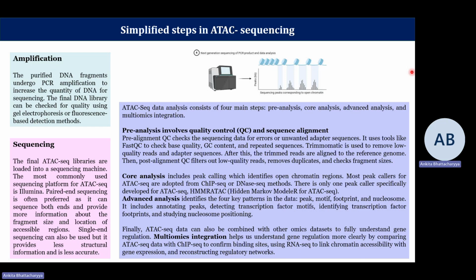Finally, ATAC-seq data can also be combined with other omic data sets to fully understand gene regulation. When we talk about multi-omics integration, it helps us understand how gene regulation proceeds in a much more detailed, much more nuanced manner. ATAC-seq data with ChIP-seq is often used to confirm binding sites, using RNA-seq to correlate chromatin accessibility with gene expression and reconstructing any regulatory networks.